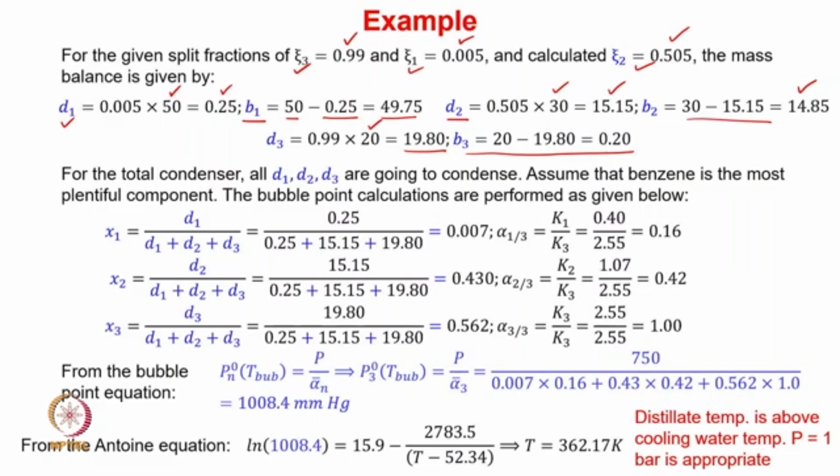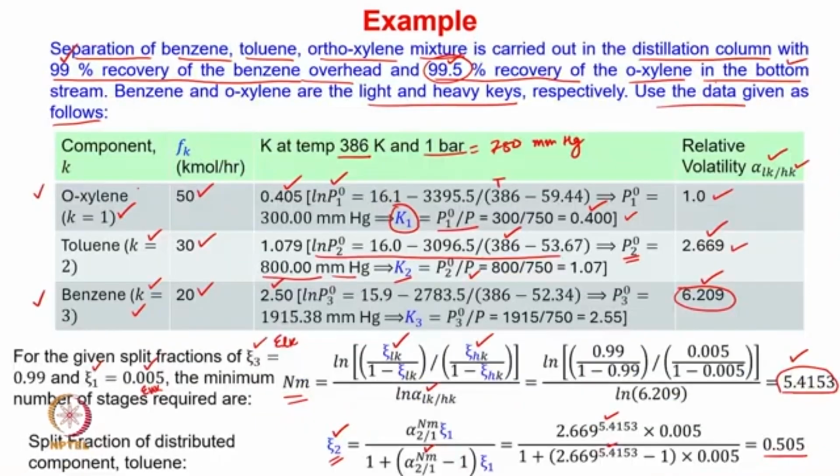So once we have obtained D1, B1, D2, B2, D3, B3, now we can perform the bubble point calculations at the top. Remember, we have to check the temperatures, isn't it? We have to check whether the temperature and pressure which we have started with, remember in this case, this is the temperature and pressure we have started with, are correct or not. Whether these values are making sense with respect to the given data or not.